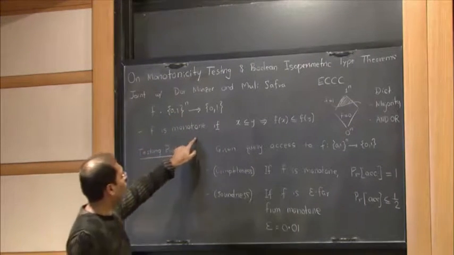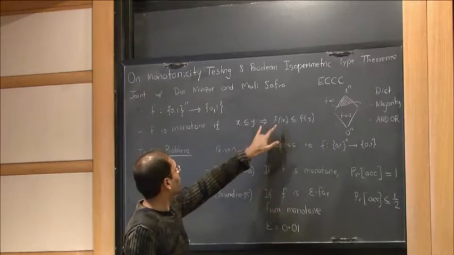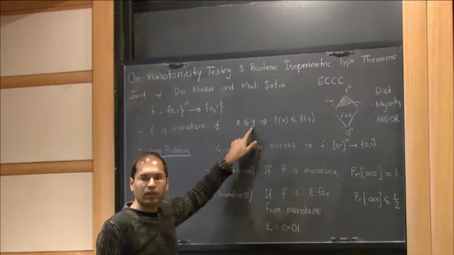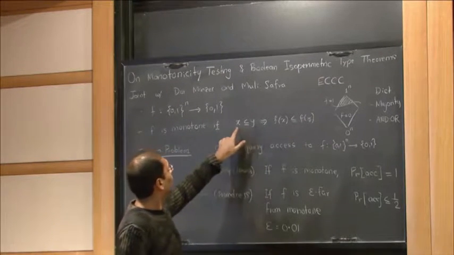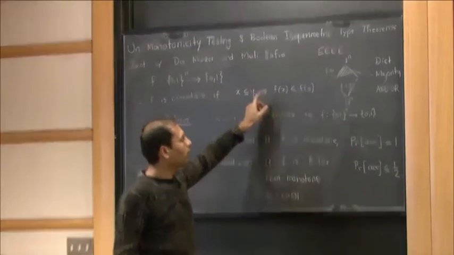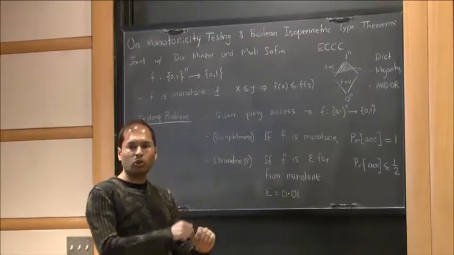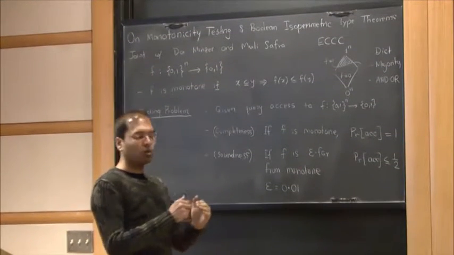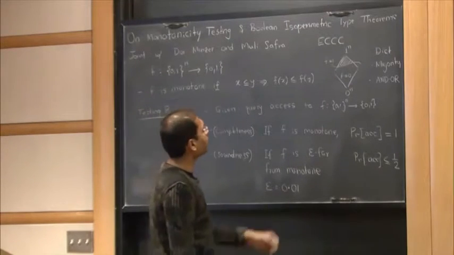A function is called monotone if, this is the definition, where x less or equal to y means every bit of y is greater or equal to every bit of x, then f of x is less or equal to f of y. Or another way to think about it is if I change an input coordinate from 0 to 1, the value of the function can only change from 0 to 1. It cannot go from 1 to 0.